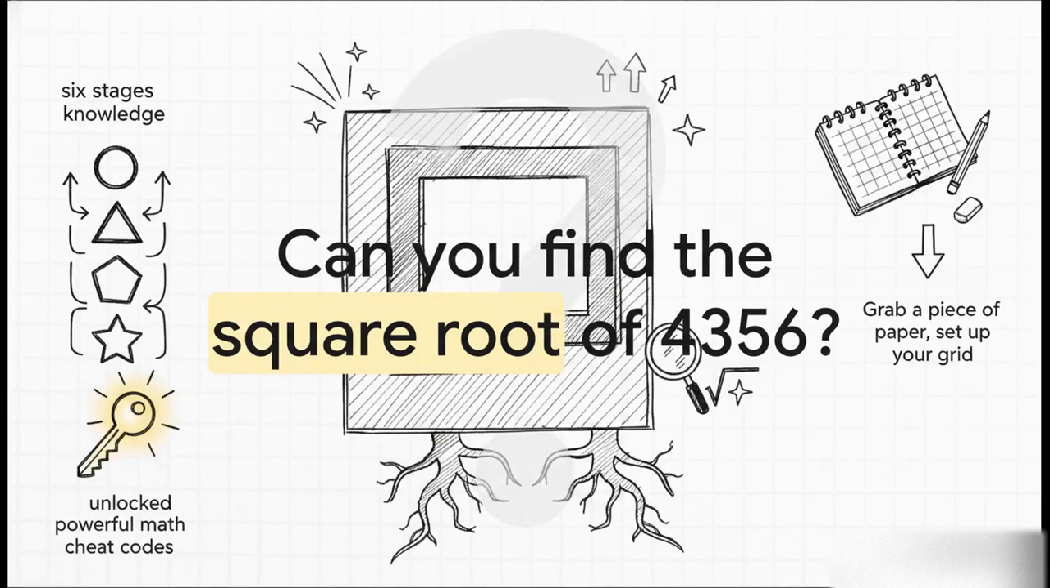All right, you've successfully leveled up through all 6 stages today and unlocked some incredibly powerful math cheat codes. But, a true learner always tests their skills against a final challenge. So I'm going to leave you with this provocative homework question drawn straight from our source material. Based on everything we've covered today, from prime factor pairing all the way to the long division method, can you find the square root of 4356?